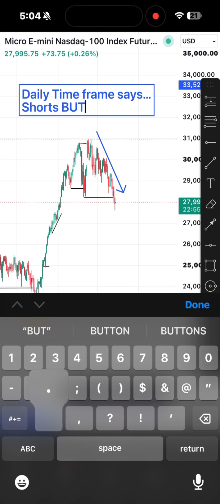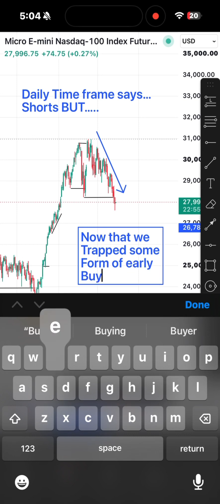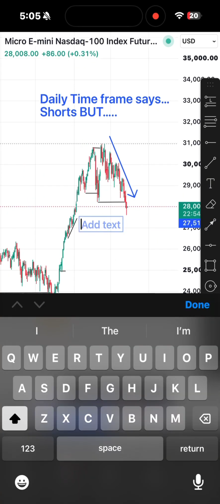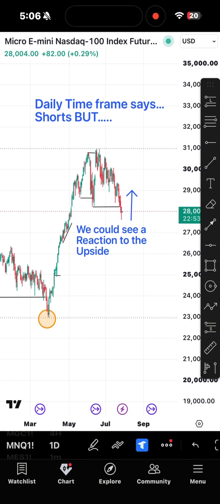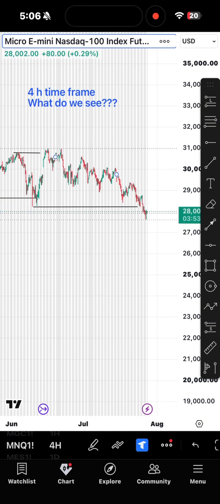Daily time frame clearly shows shorts, but now that we understand that some sort of buyers are trapped here, we could see a reaction to the upside from here as well, but would assume that we're going to look to just hit some sort of liquidity block and liquidity from above and continue down.